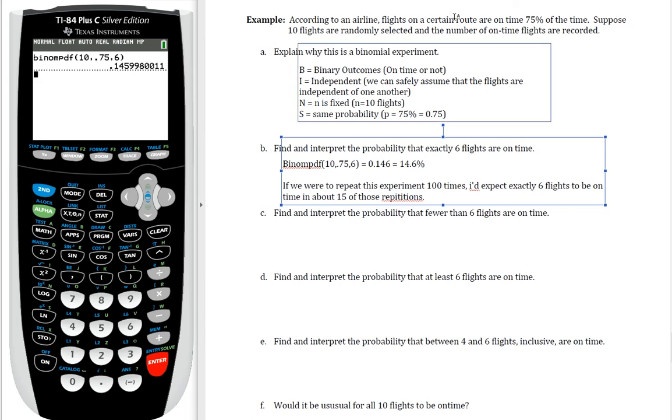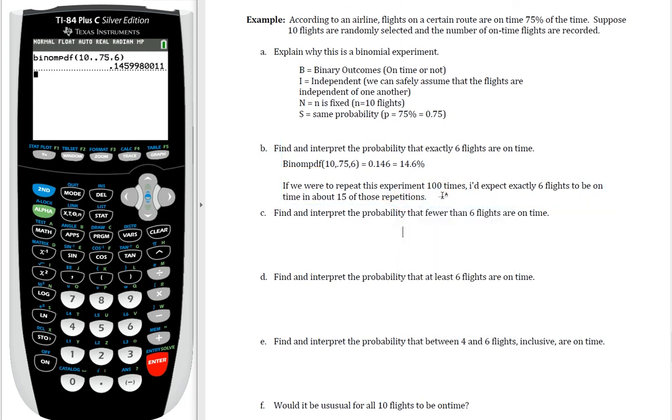So if I did this experiment 100 times, where I took 10 flights and saw how many of them were on time, I'd expect 6 flights to be on time in about 15 of those repetitions. So that's how I'll interpret that probability, and that's how we'll tend to interpret probabilities moving forward.